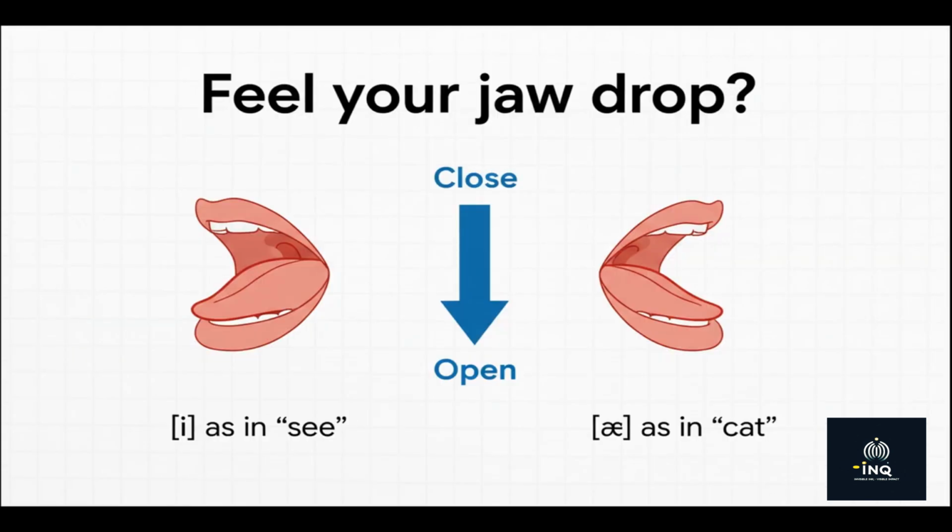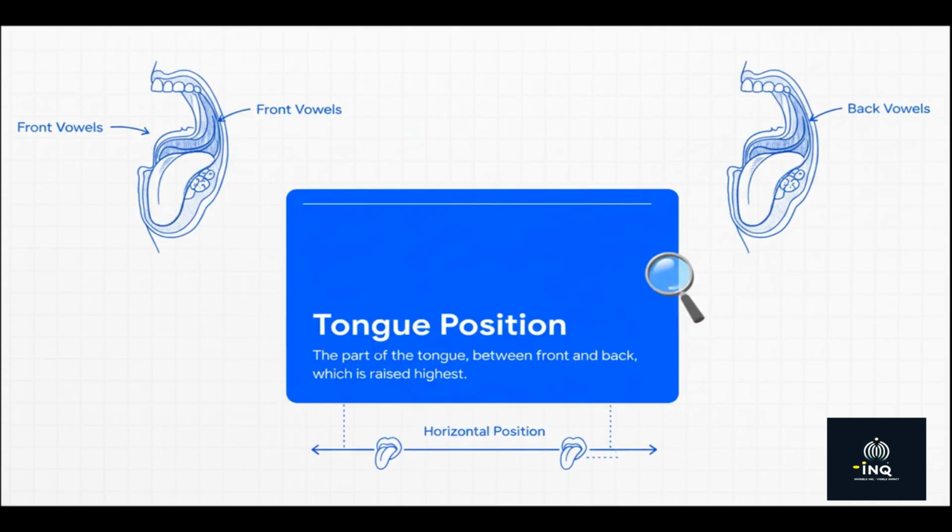But don't just take my word for it. Let's actually feel this. I want you to say the vowel in the word "see." Go on. "Ee." Feel how high your tongue is, almost touching the top? Okay, now say the vowel in "cat." "Aa." Did you feel your whole jaw just drop down to make room? That big movement, that's you changing the tongue height from close to open.